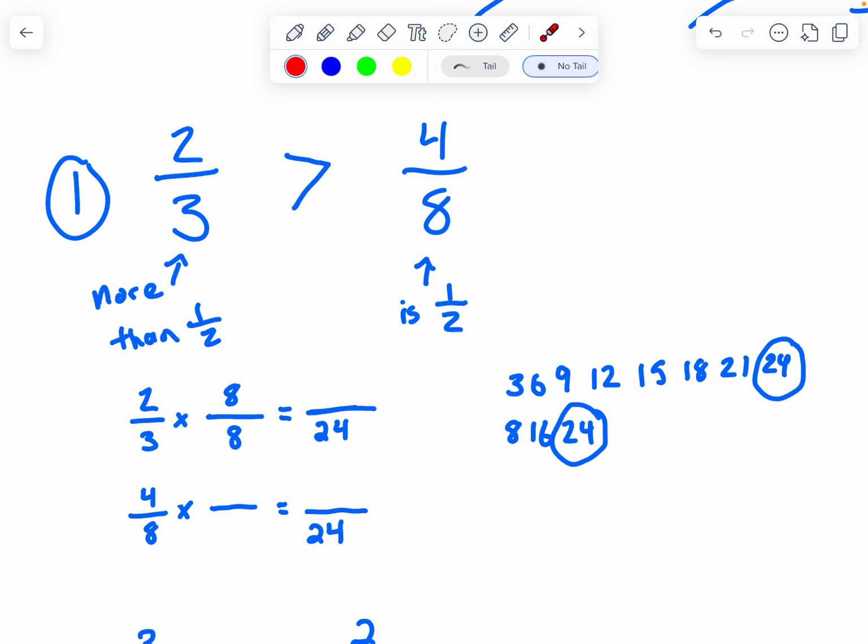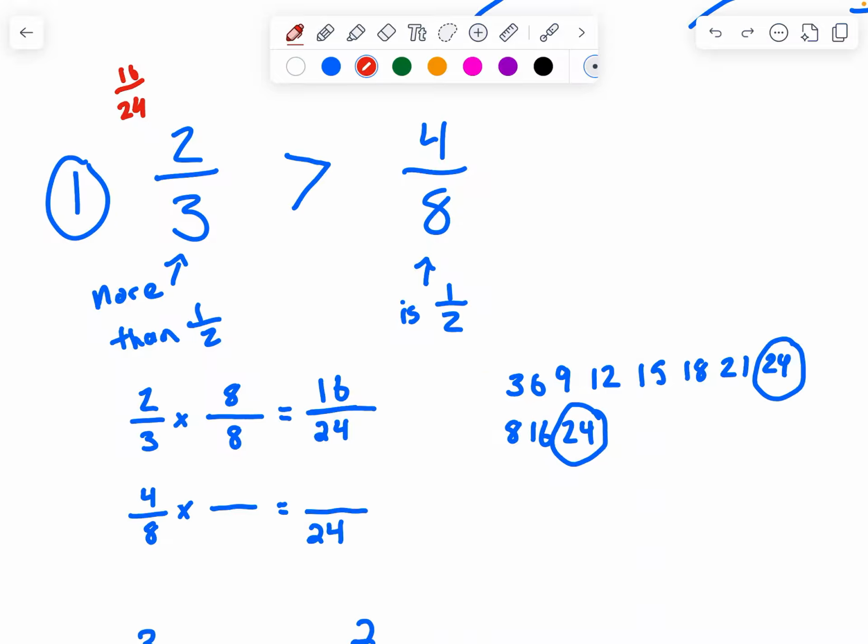Now, this has to be 8/8 because in order for these to be equivalent, as we've talked about in previous lessons, 2/3 times 1 equals 2/3. So 16/24 is the same thing as 2/3. I'm going to write it up here just to remind myself. 2/3 is 16/24. But down here, what times 8 equals 24? Well, 8 times 3 was 24.